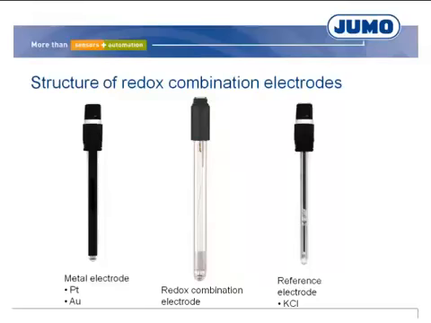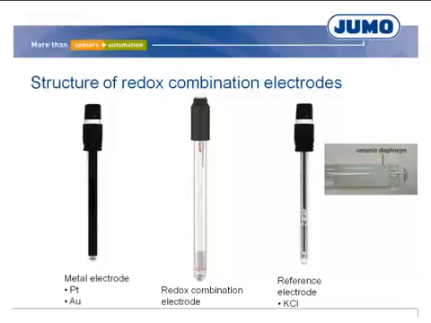This combination electrode comprises the metal and reference electrode components. The redox potential at the gold or platinum tip is moved along via the internal conduction system. Conduction system and reference electrolyte form the reference potential. The diaphragm creates the conductive connection between the measurement solution and the reference electrolyte.